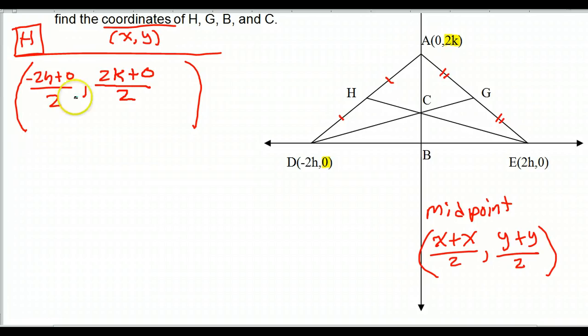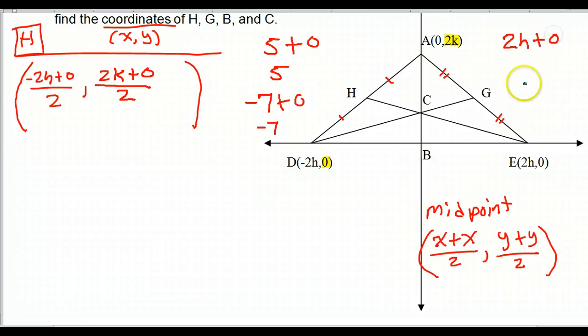Now here's the thing. Adding 0 doesn't change anything. You know what I mean? What's 5 plus 0? 5. Okay, what's negative 7 plus 0? Negative 7. So guess what? What's 2h plus 0? 2h. Alright, so basically if you see 0 being added on the end, you can just erase it because it's not changing anything. So that's what I'm about to do right now.